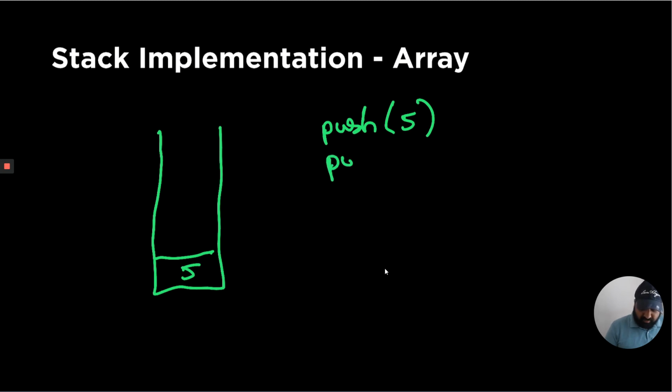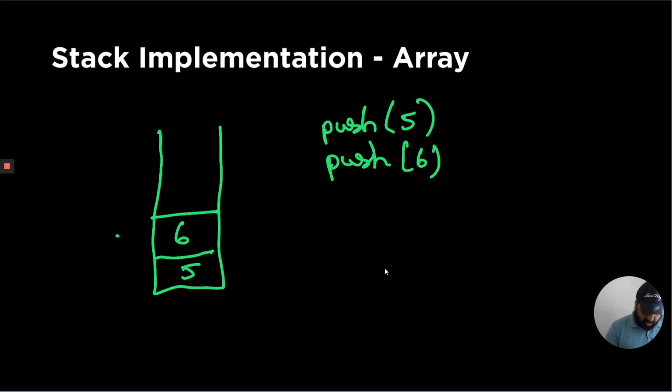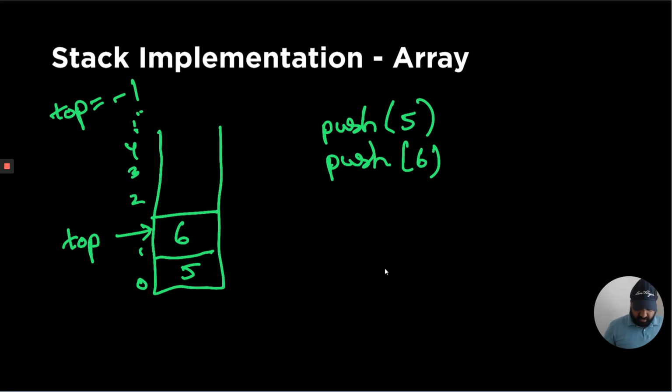Now, if I do another push, 6, it's going to insert it on top of this. Also, I forgot about that, there'll be a top pointer pointing to the topmost element. Initially, when the stack is empty, top is usually set to -1 because we know that there are no elements in the stack. So right now there are 0, 1, 2, 3, 4 up to n elements in the stack, or n-1 elements. The top is pointing to 6.